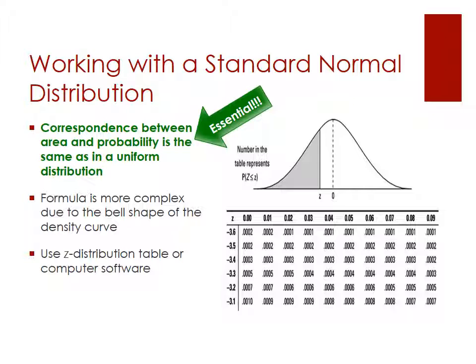Now, once again, remember there is a direct correspondence between the area under the density curve and the probability. So this is the same as we had for the uniform distribution, and the area under the density curve sums to 1, just as it did before. However, the formula here is much more complex due to the bell-shaped curve of the density curve, so we use the z-distribution table, or we'll be looking at later using some computer software. So we're going to have to use a different approach for solving these problems.